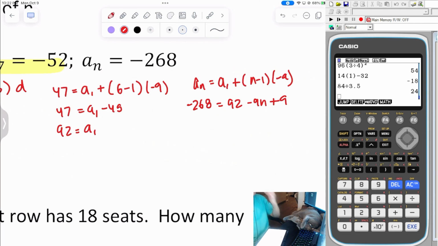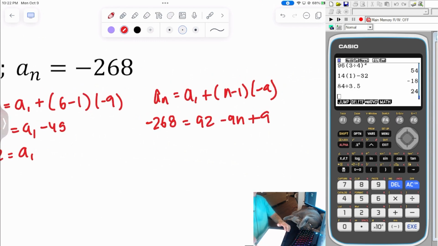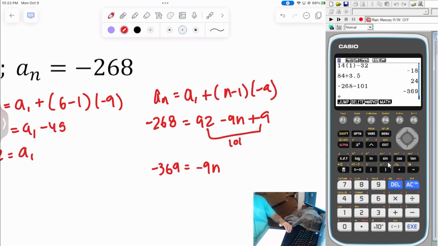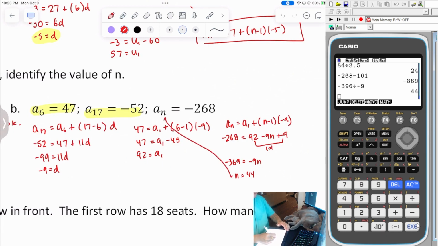All right, so now I just need to solve for n. If I combine like terms and move them over, 92 plus 9 is 101. So I'll take negative 268, subtract 101, and I get negative 369 is equal to negative 9n. We'll divide by negative 9. Negative 369 divided by negative 9. So I get n is equal to 44, which means that this particular term here, equal to negative 268, is the 44th term.